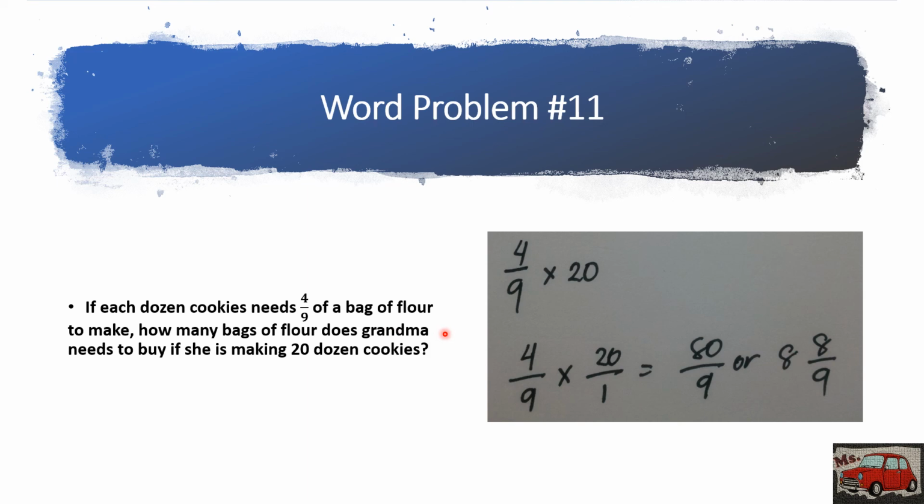So, ang gagawin natin, i-multiply natin yung 4 over 9 na flour sa bawat cookies dun sa 20 dozen na lulutuin ni Grandma. Okay? So, 4 over 9 times 20 and you just need to make 20 over 1. So, that is 80 over 9 or just 8 and 8 over 9. Okay? So, ito yung bags ng flour na kailangan ni Grandma if she wants to make 20 dozen cookies.